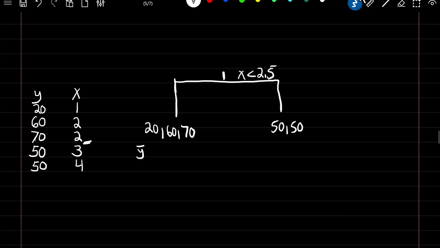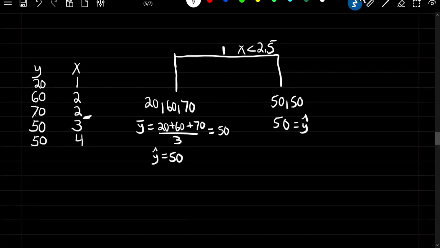So we're going to find our y bar, which is going to be equal to 20 plus 60 plus 70 over 3, which is going to be equal to 50. So our predicted value, if it falls on the left side, is going to be equal to 50. And then on the right side, our mean is just going to be equal to 50, so our predicted value is going to be equal to 50.